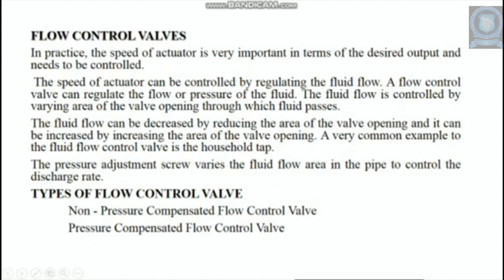The fluid flow is controlled by varying the area of the valve opening through which the fluid passes. So fluid control valves are used to control the speed of the actuator. Types of fluid control valves are divided into two: the non-pressure compensated fluid control valve, and another one, the pressure compensated fluid control valve.